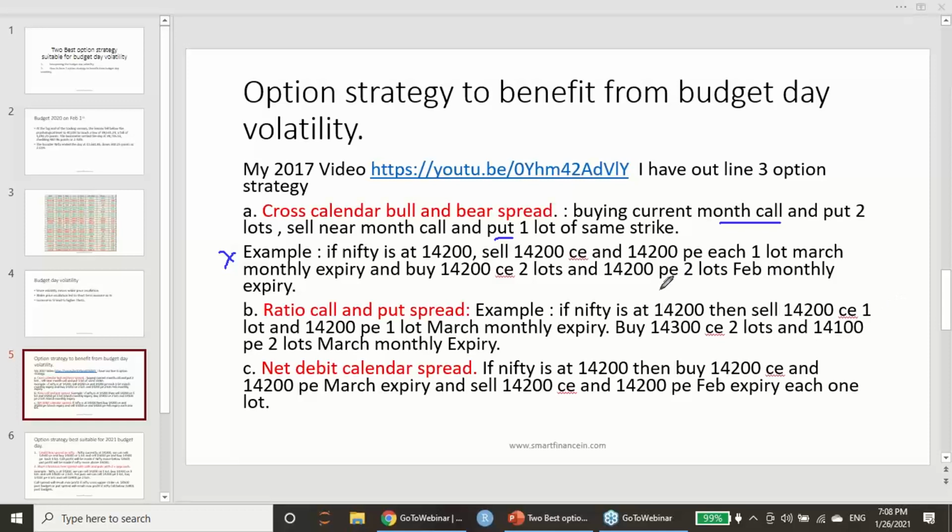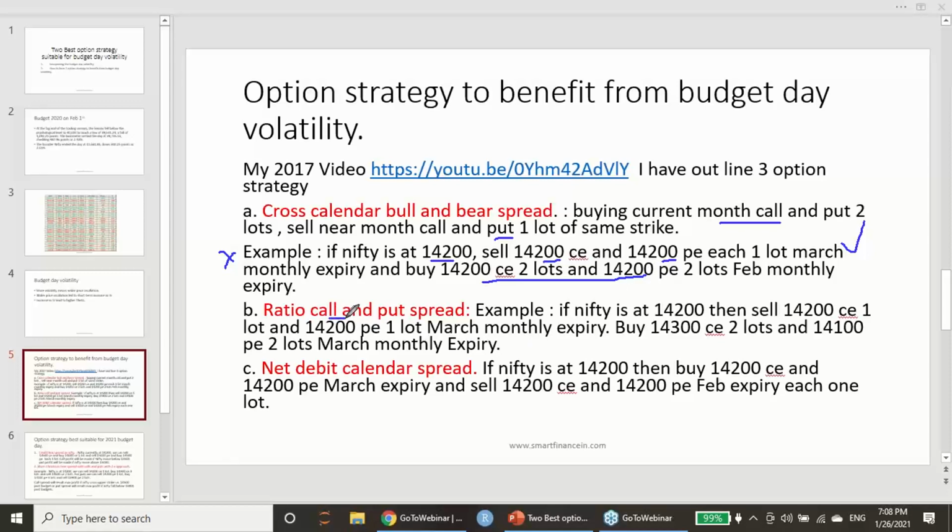So if Nifty is at 14,200, sell 14,200 call and put 1 lot for March month expiry, which is near month, and buy for February. February is when the budget is happening. We are sitting in January, and after 2 days the January expiry will come, so I am not considering January. So this is the one strategy I told in 2017.